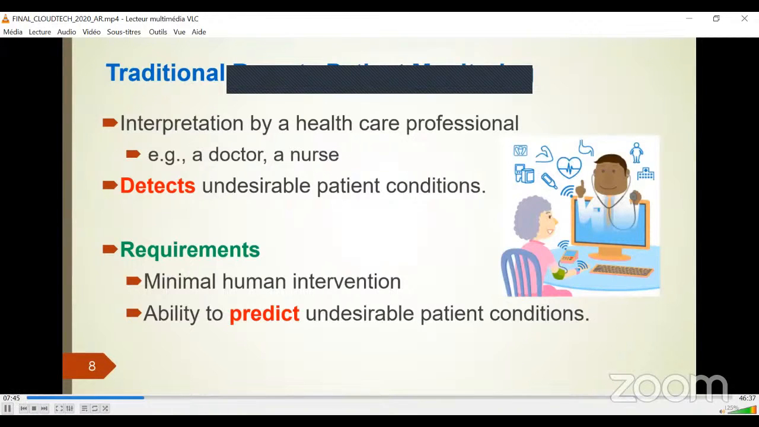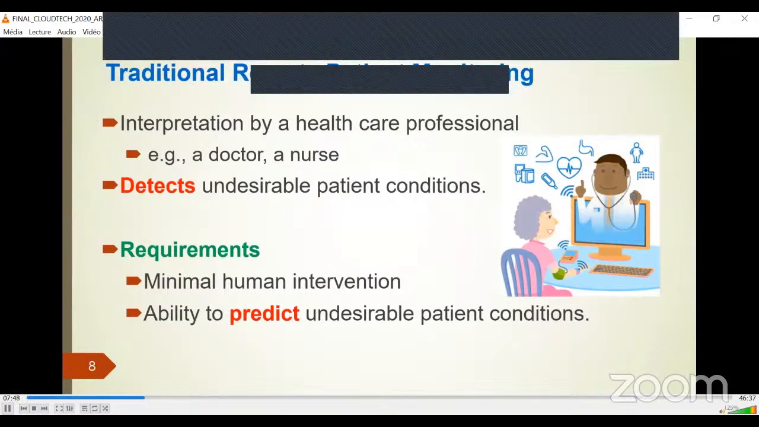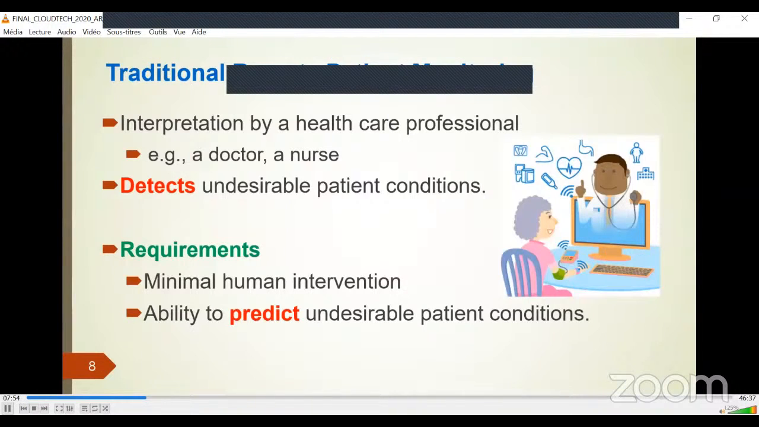And we also would like to provide healthcare professionals the ability to actually do more than detect undesirable patient conditions, but also to predict undesirable patient conditions. We obviously would like to avoid patients going through unwanted healthcare episodes.